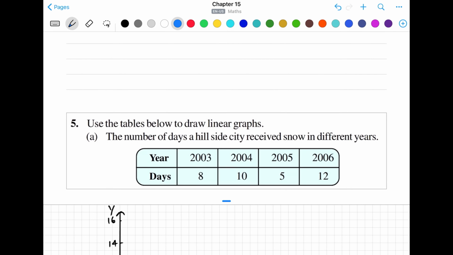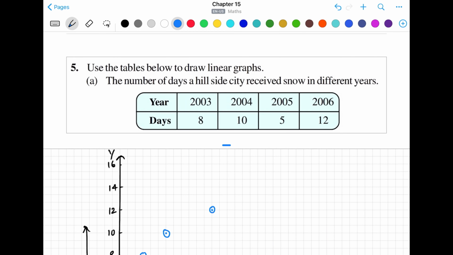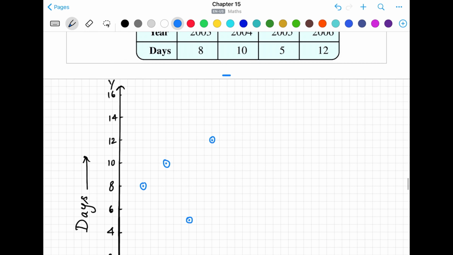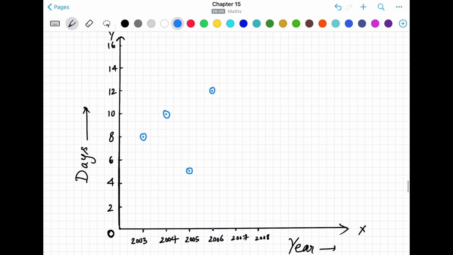As we are asked to draw the line graph, we now have to join these points to form a graph. Let's do it using a pencil. In 2003 it was 8 days and move to 10 days in 2004. Then come down to 5 days in 2005, then move up again in 2006 to 12 days. So that's the linear graph or line graph for this given question. I hope you understood.